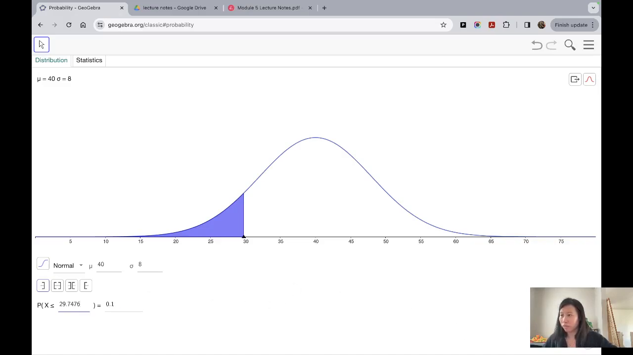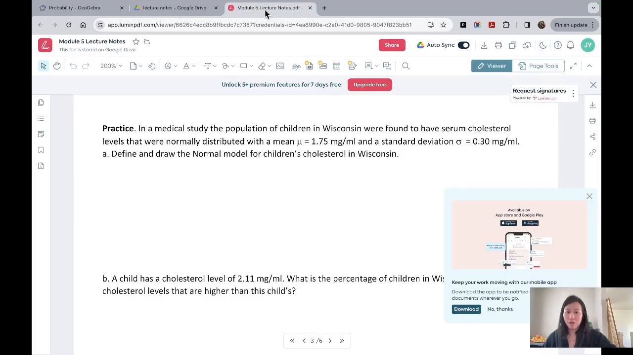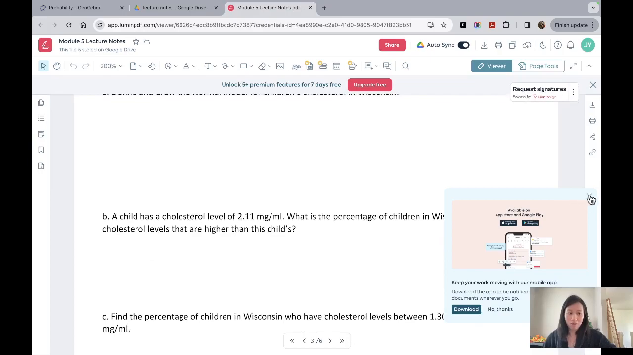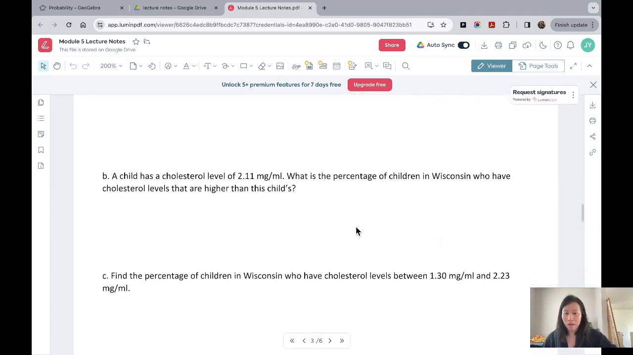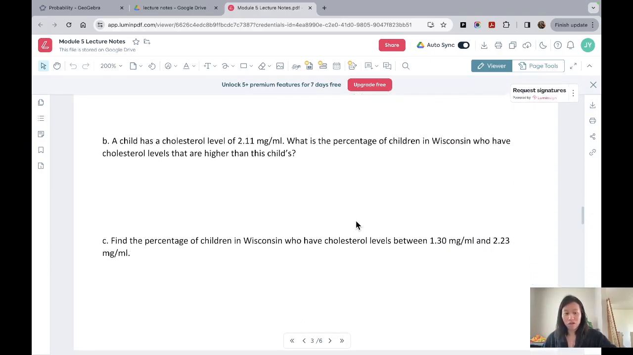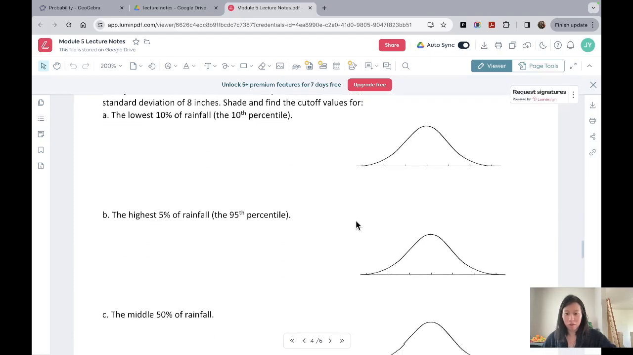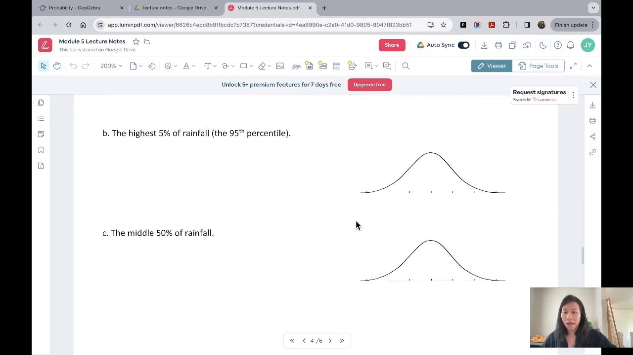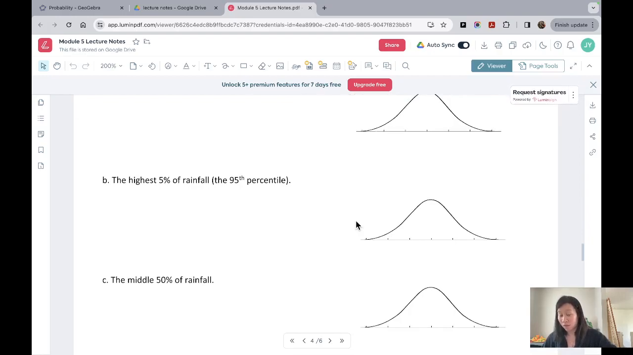Now, okay, next question. Now the highest 5% of the rainfall. The highest 5% means the shaded area is going to be on the right side, which is what I pointed at with my cursor. And then also the 95th percentile.